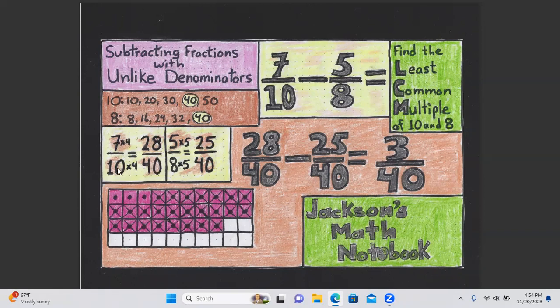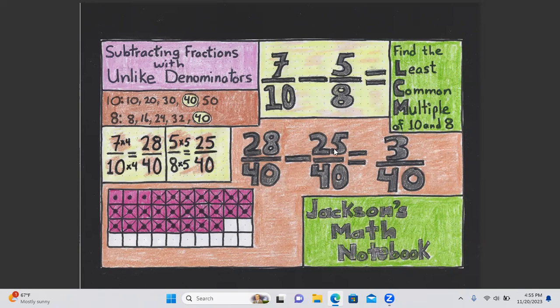They're equivalent fractions. Likewise, for 5/8, we're going to compare that with 40 as our denominator, and we know that 8 times 5 will give us 40. Whatever we do to the bottom, we do to the top. Whatever we do to the denominator, we're going to do to the numerator. 8 times 5 is 40. 5 times 5 is 25. 25/40 is equivalent to 5/8, and we can go ahead and replace 7/10 with 28/40, and we'll replace 5/8 with 25/40.